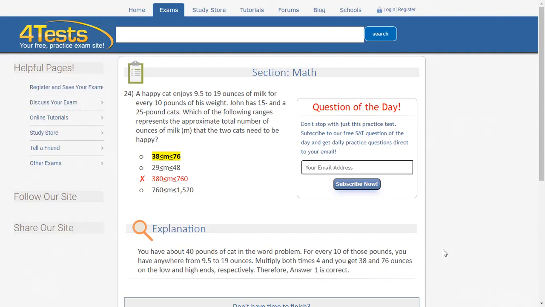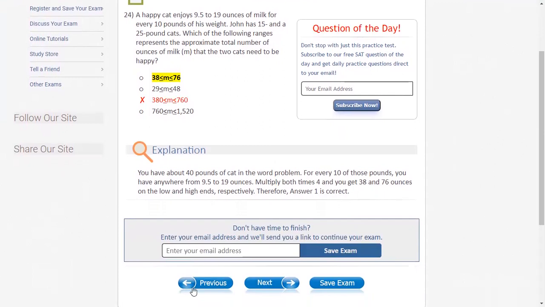So 30 M must lie between 38 and 76. 380 and 760 is that much, only the division by 10 must be there. Okay. Every 10 pounds of his weight. So it's not 380 or 760, it's per 10 pounds. So for every 10 pounds, you will have to divide that. If you are dividing, you will get the correct answer. Anyhow, you are learning this, that what is the use of this 10 pounds of his weight. So just moving to the previous one.